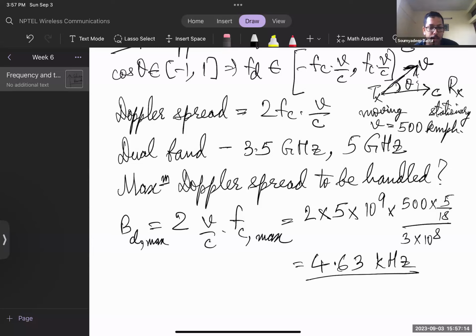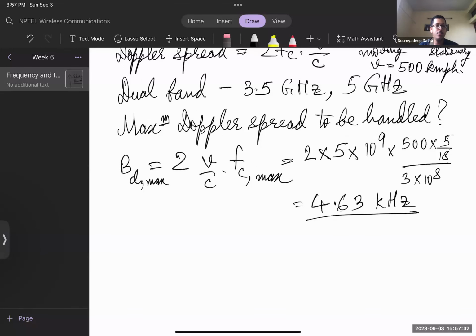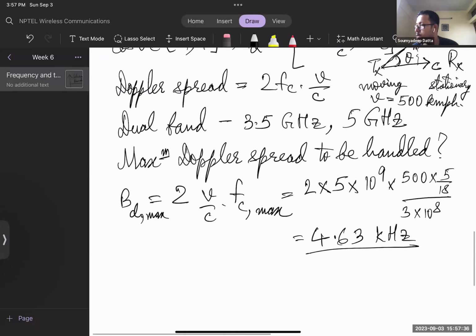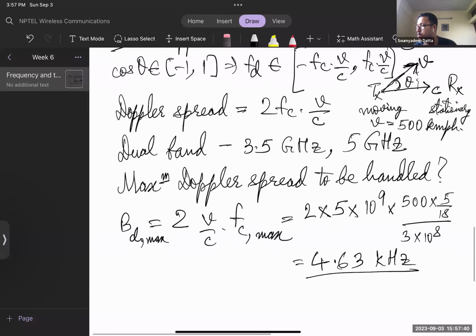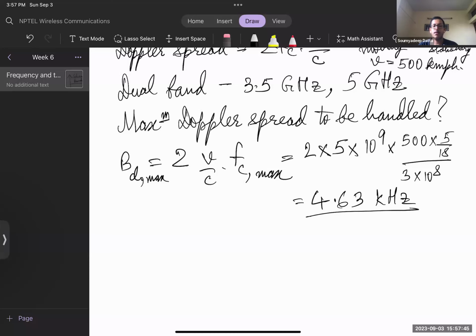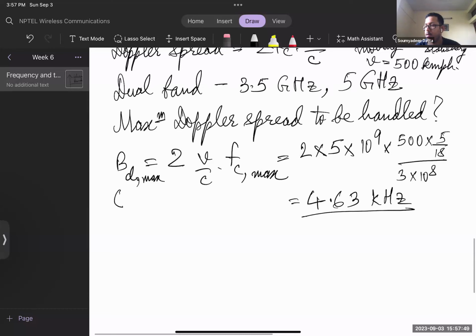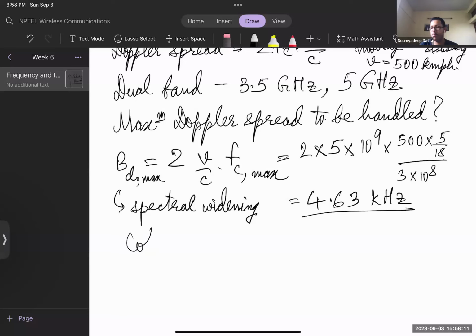So not repeating them in the interest of time. So similar notion, you are asked about spectral widening and coherence time and all that, right? So you know that this is the Doppler spread, or you can also call it spectral widening, because essentially your spectrum gets spread out a little bit because of this Doppler effect. So then you are asked the coherence time of the channel.